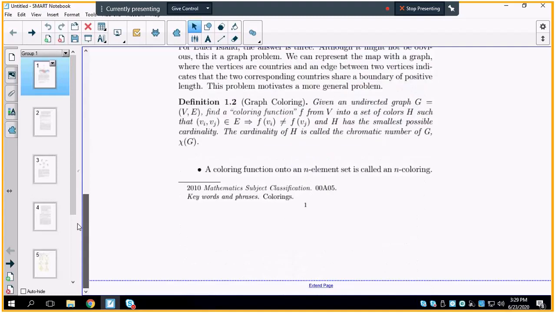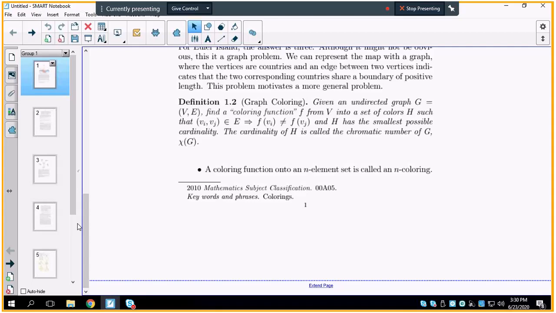So we have here the definition of a graph coloring. Given an undirected graph G, we want to find a coloring function, f, from the vertex set into a set of colors, which we're going to denote capital H, such that for every edge in the edge set, the terminal vertex and the initial vertex of the edge will have different colors. So if 2 vertices are connected by an edge, then they will have different colors, and we want to find such a function such that H, the set of colors, has the smallest possible cardinality.